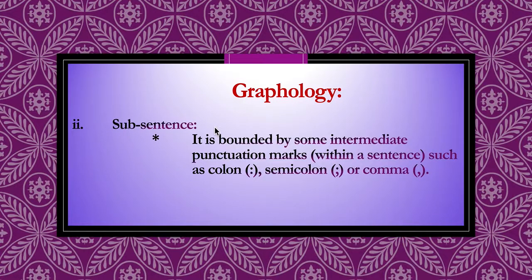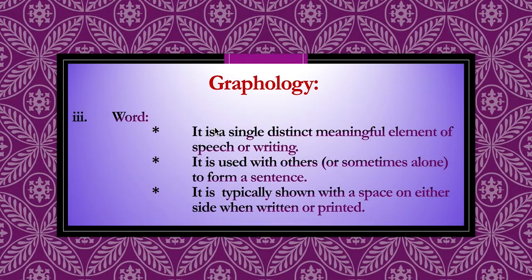Okay, go to the next point, number 3, the third rank scale of graphology. Word. What is word? Number 1 point, it is a single distinct meaningful element of speech or writing. So a word is a single word. It is distinct, very clear, it has meaning, and it is used in speech or writing. Point number 2, it is used with others or sometimes alone to form a sentence. Sometimes a word can be used alone, sometimes many words can form a sentence.